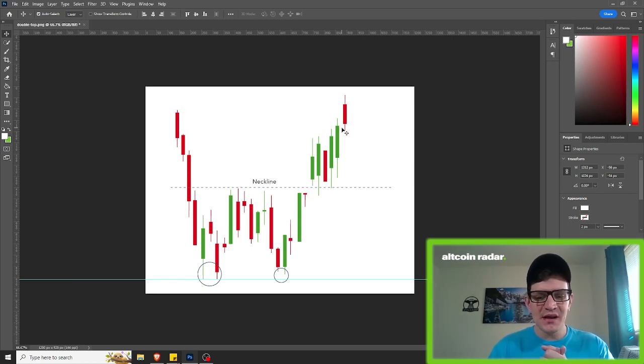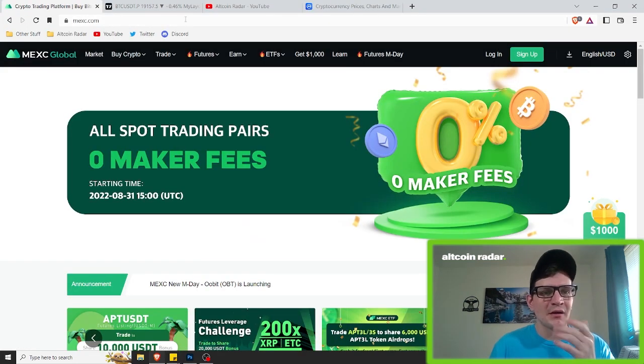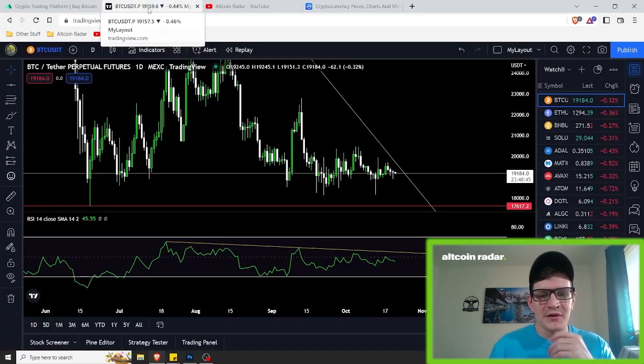So realistically, you guys, a double bottom is pretty much a bullish reversal pattern, as you can clearly see right here, simply because it signifies the end of a downtrend and a shift towards an uptrend. They can be spotted pretty easily on the charts as well. So now I'm going to show you a couple of ones in real life right now, all right?